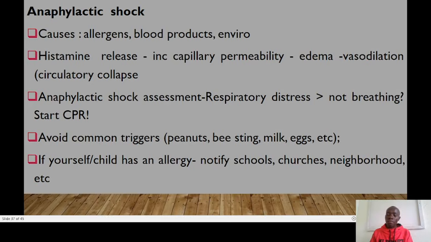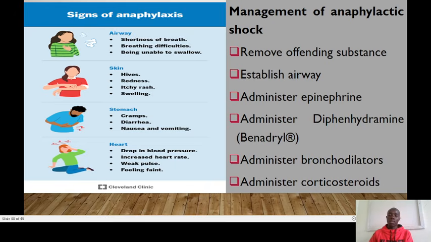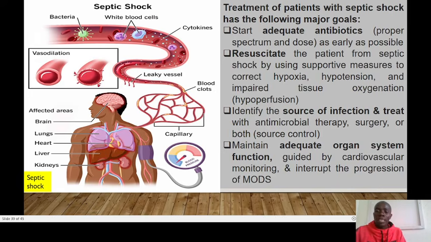Then avoid triggers like peanuts, the bee sting, milk, eggs, and if your child has an allergy, you have to notify the school, the church, and the neighborhood so that they can be assisted promptly. Okay? Okay, so remember to remove the offending substance, establish the airway, administer epinephrine, administer diphenhydramine, administer bronchodilators, and administer corticosteroids. Right?